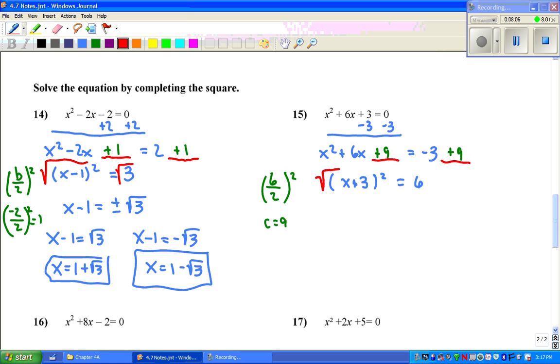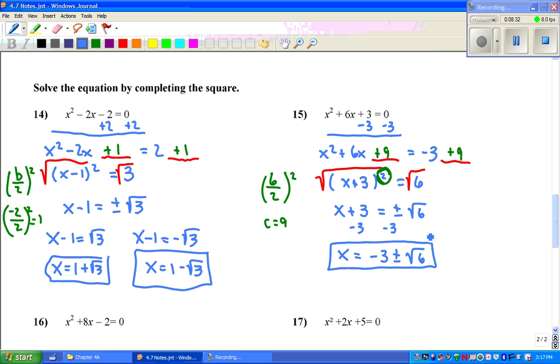Now we take the radical of both sides. I end up with x plus 3 equal to plus or minus root 6, because we want to find my 2 solutions. I'm going to subtract 3 here and subtract 3 here. I end up with x equal to negative 3 plus or minus root 6. These are my 2 exact solutions for this quadratic, and we know that that is where my parabola crosses the x-axis.